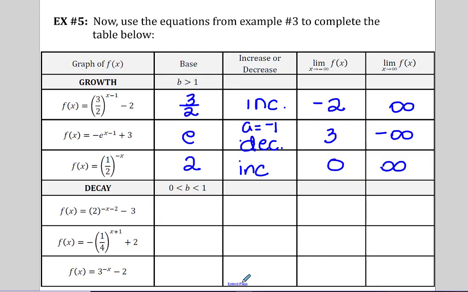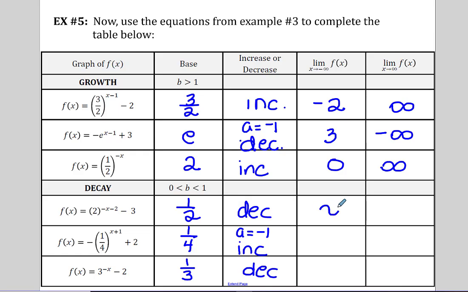Okay, on the decay ones, this is 2 to the -1, so that would make our base 1/2. This base would be 1/4. And this is 3 to the -1, so our base would be 1/3. Here my a is positive, so I'm decreasing. This one, a is negative, so a is -1. It's going to turn that into an increase. And here a is positive, so we would have a decrease on this one as well.